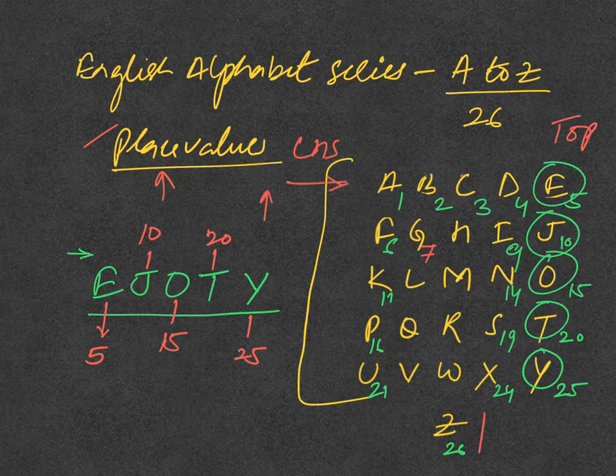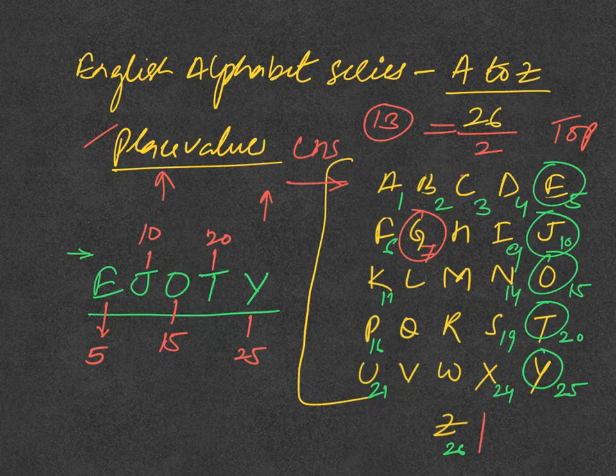So if I want to learn this G, I can remember it as group 7. M, as we know, as you can see here, the number of alphabets we have is 26. So if I divide 26 by 2, what value will I get? I will get 13. So 13, I can consider it as the middle value or midpoint of the alphabet series. So I can denote it as M.